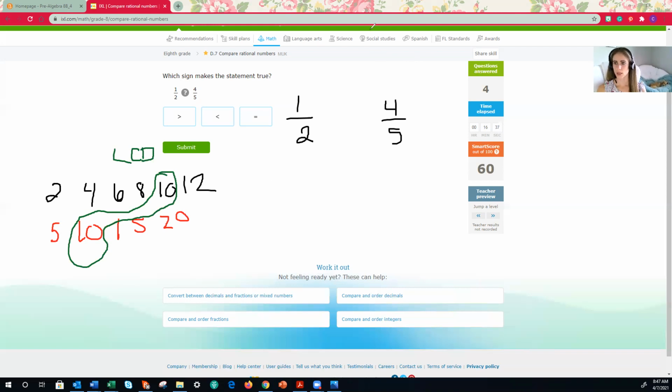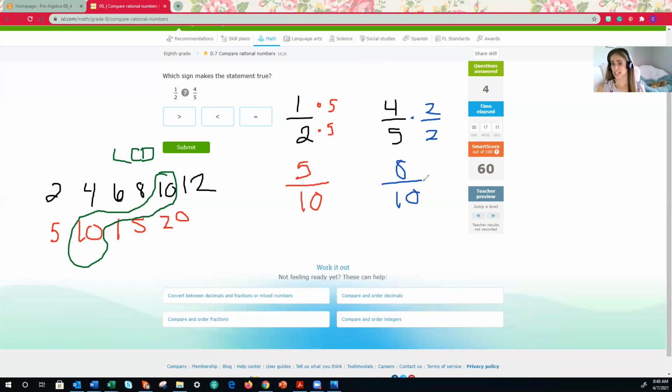All right, if we look at our first fraction here, 1/2, 2 times what is 10? 5, which means we'll multiply this by 5. 1 times 5 is 5, 2 times 5 is 10. For our second fraction, we need our denominator to be 10. So 5 times what is 10? 2. 4 times 2 is 8. 5 times 2 is 10.